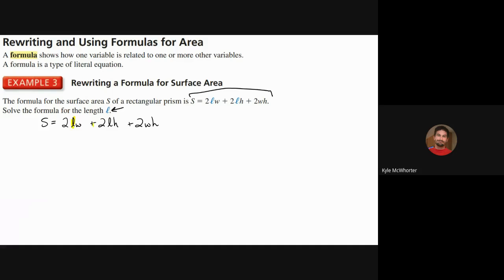So we've got L showing up in two different spots. So we're going to have to factor the L out of there.